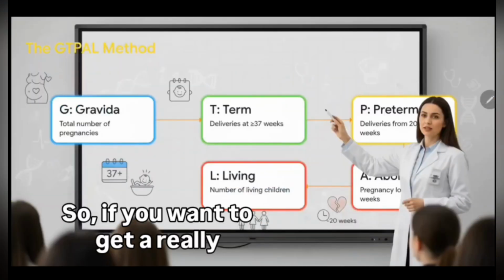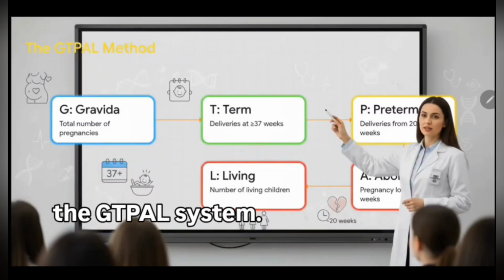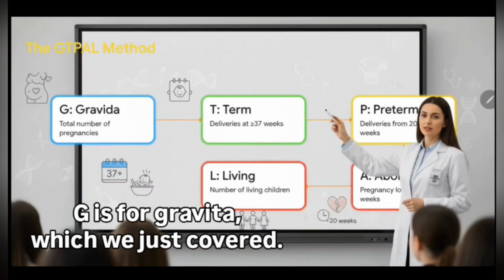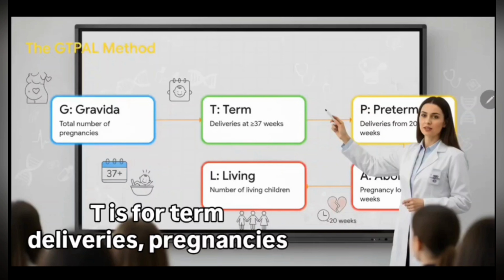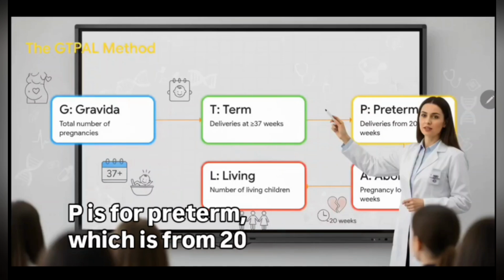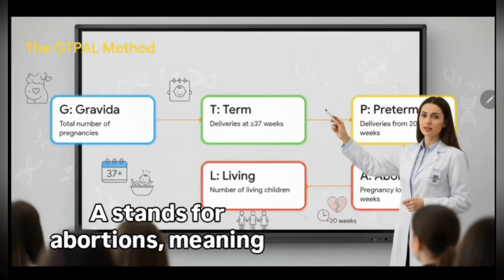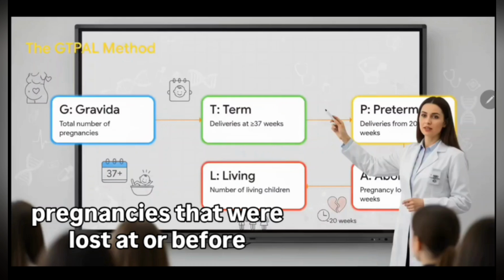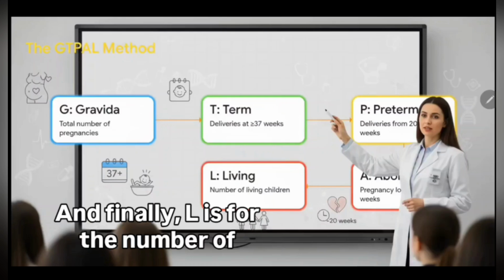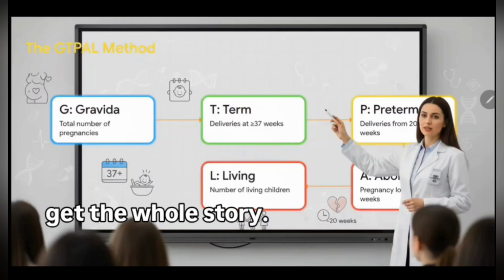So if you want to get a really detailed history, the best way is to use the GT-PALE system. Let's just break it down. G is for gravida, which we just covered. T is for term deliveries, pregnancies that made it to 37 weeks or more. P is for preterm, which is from 20 to 36 weeks. A stands for abortions, meaning pregnancies that were lost at or before 20 weeks. And finally, L is for the number of living children. It's a very neat and systematic way to get the whole story.